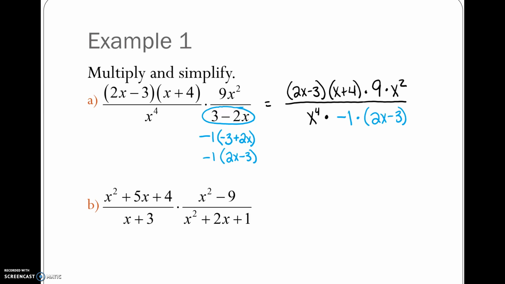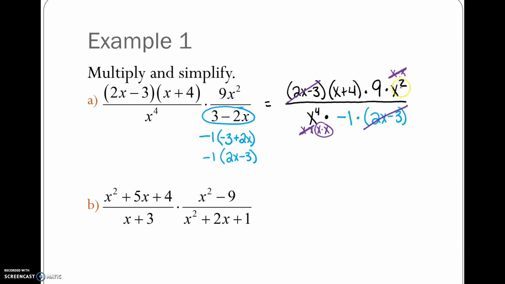Now let's look at what cancels. What cancels? The 2x minus 3 cancels. Anything else? This x squared means x times x. This x to the fourth means that we have 4 of them. These 2 are going to cancel out 2 of the 4, leaving us with how many x's left on the bottom?